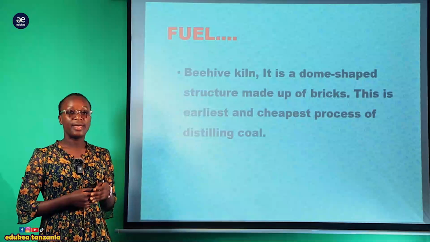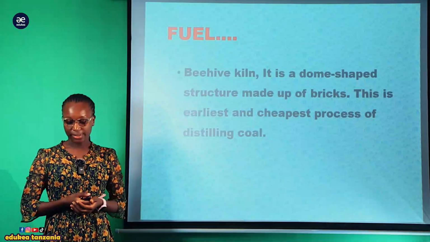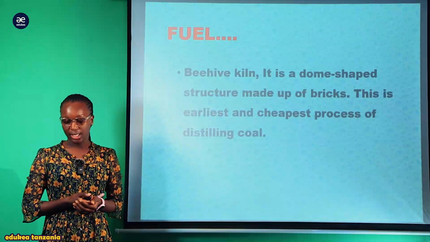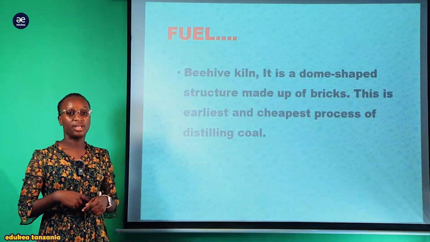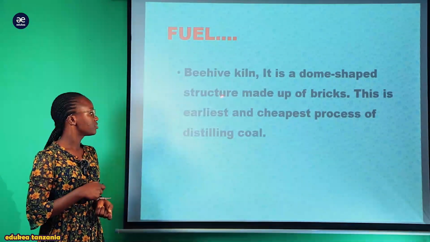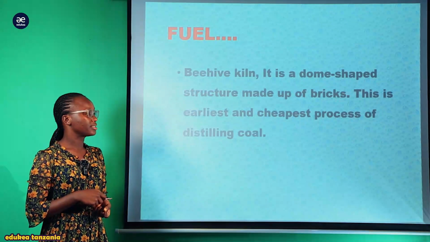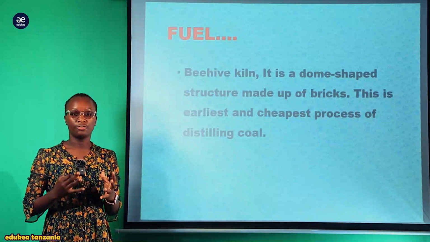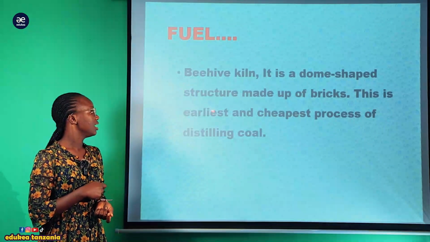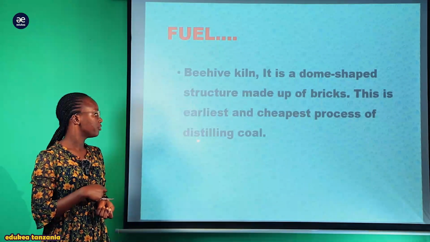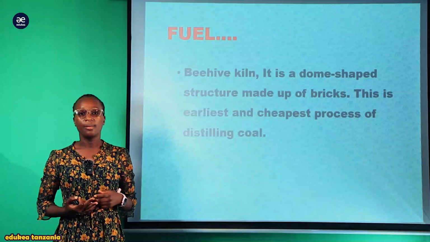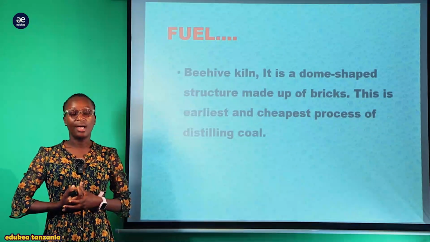Beehive kiln, it is like a dome shaped, inakuwa katika dome shaped structure made up of bricks, wanatengeneza kama na matofali. This is the earliest and the cheapest process of distilling coal. Kwamba hii hapa ni method rahisi sana na nyepesi kwa ajili ya kuzalishia hii coal au haya makaa ya mawe.